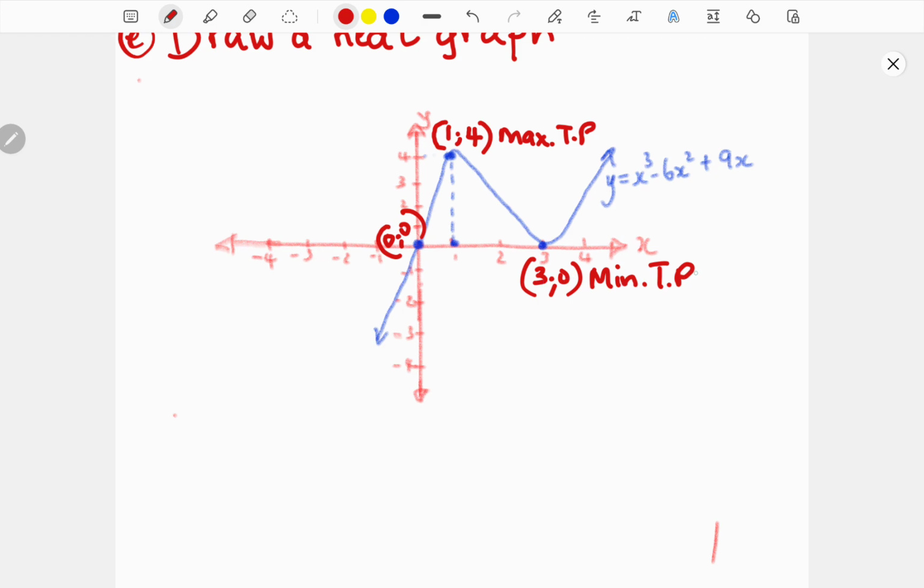So this one is the minimum turning point, and you can also label this graph. This is the graph of y is equal to x cubed minus 6x squared plus 9x. Done, people.